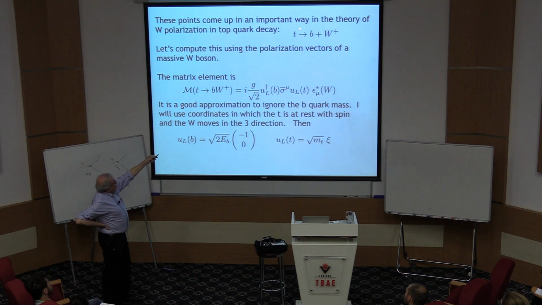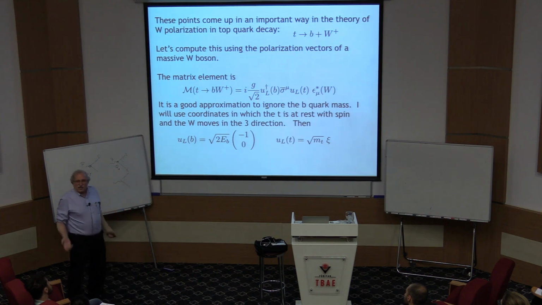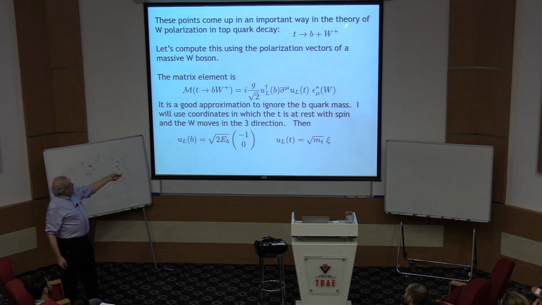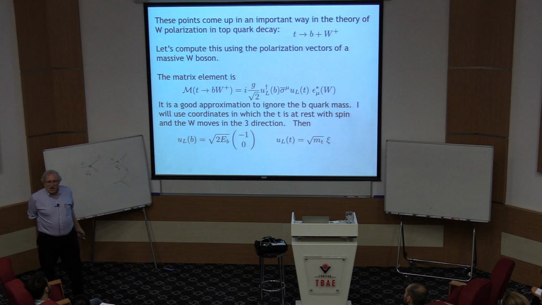The top quark has a mass of 170 odd GeV, and the W is 80 GeV. The bottom is relatively light compared to that. So just for the point of principle, you can ignore the bottom quark mass. Actually, it's a pretty good approximation to just ignore the mass of the bottom quark and treat the bottom quark as a left-handed chiral fermion. Left-handed because this is a charge-changing weak interaction.